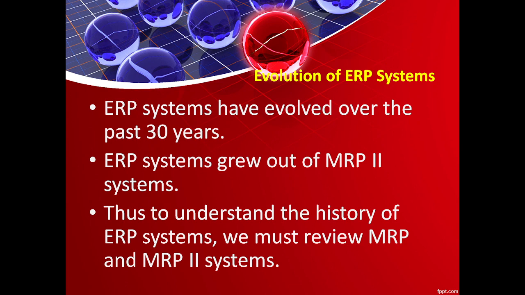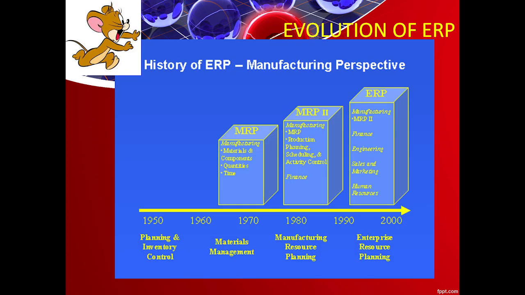And why has this ERP system evolved? Because we know for 30 years we have been using all these softwares, wherein we are doing what you can say MRP1 and MRP2 systems. Now what is this MRP? Major portion of MRP is related to planning and inventory control, materials management, manufacturing resource planning, and then we have enterprise resource planning. So previously, when ERP was not involved, it was totally considered as the area which required inventory control. Then came the area of material management or material control.